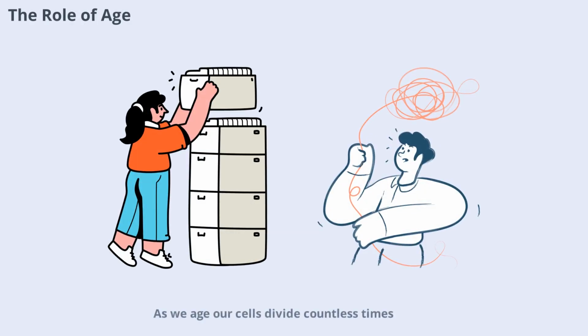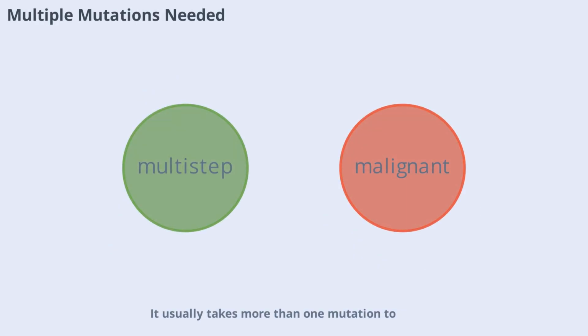As we age, our cells divide countless times and each division carries a small risk of mutation. Over time, these mutations can add up, increasing the likelihood of cancer. That's why cancer is more common in older adults. However, age is just one factor. Genetics and environment also play big roles in determining cancer risk. It usually takes more than one mutation to turn a healthy cell into a cancer cell. Cancer is a multi-step process, with each mutation pushing the cell closer to becoming malignant.